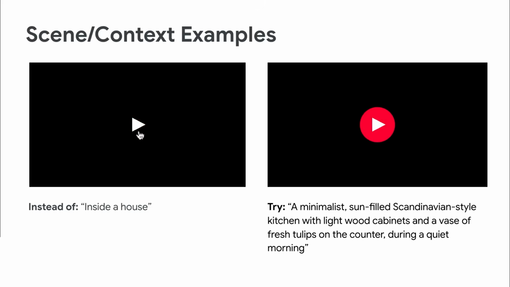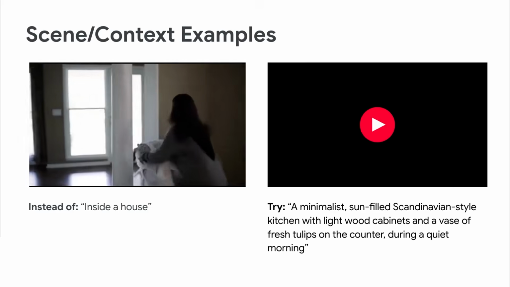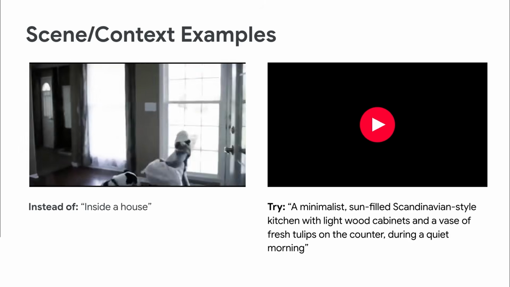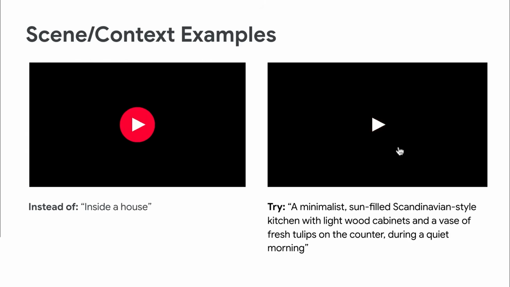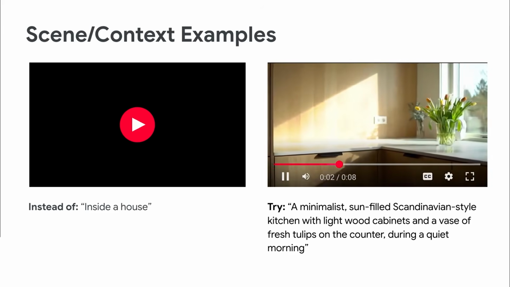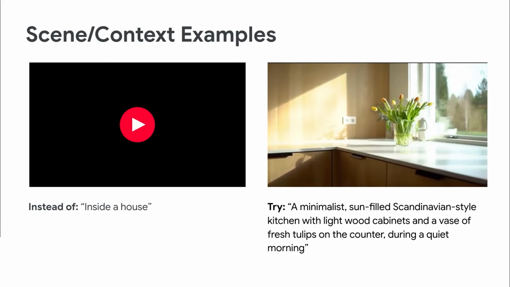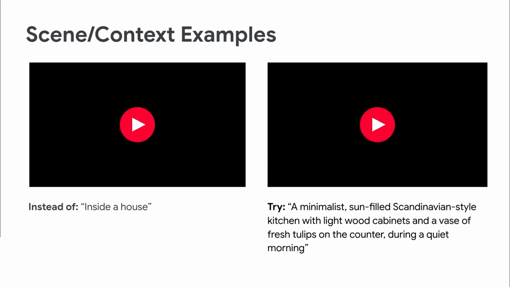Couple of examples here. You'll see Veo is going to make a lot of assumptions when we give it a very generic and very small limited prompt. But as soon as we add details like Scandinavian style, fresh tulips on the counter, it's a quiet morning, the aesthetic of the video and how well it adheres to the prompt is really going to change the output that you get.